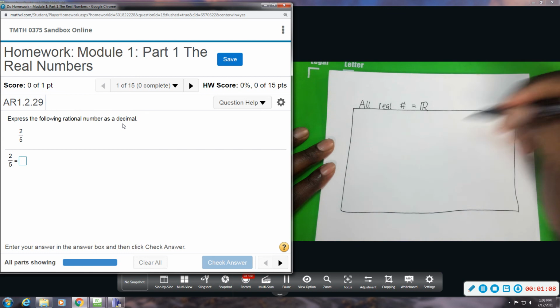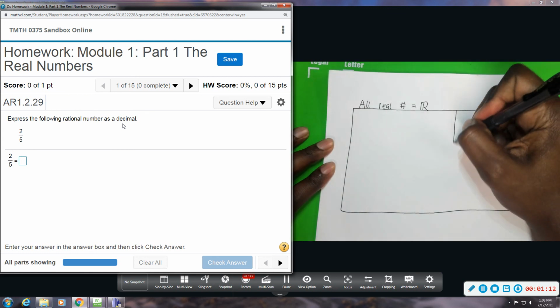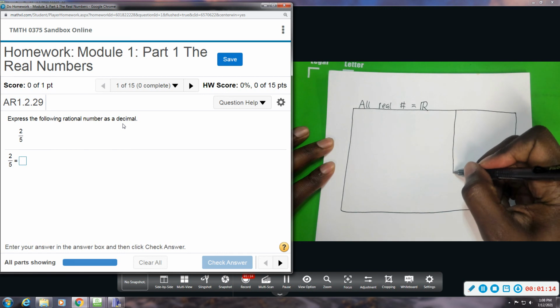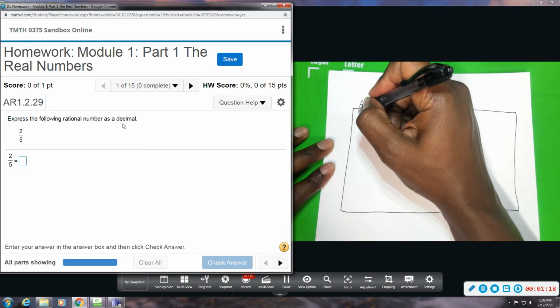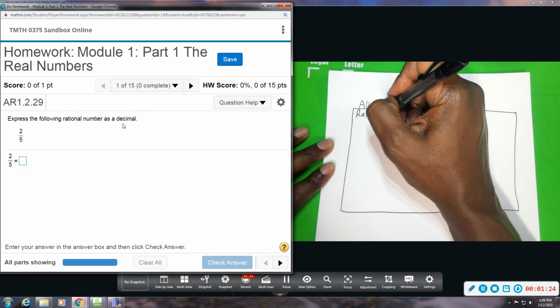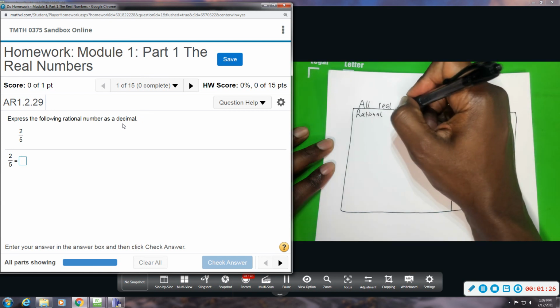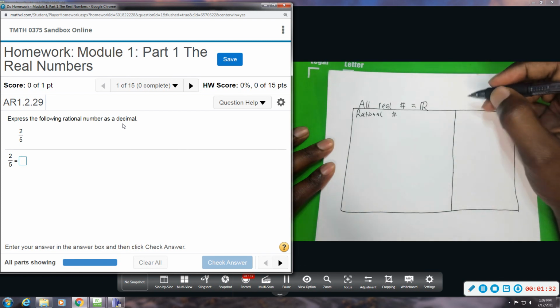Now, this box is separated into 2 groups. So this first group is called rational numbers. And then the part that doesn't interact with it, that's separate from it, is irrational.